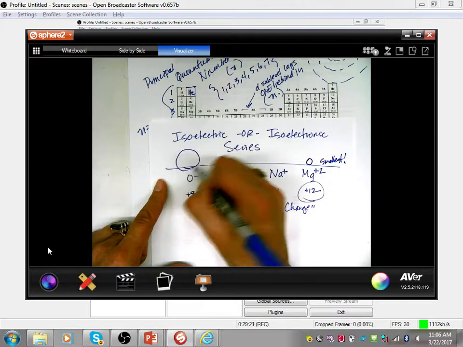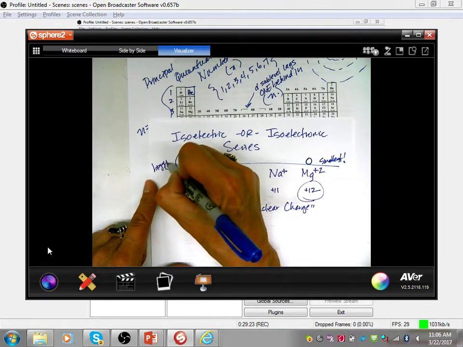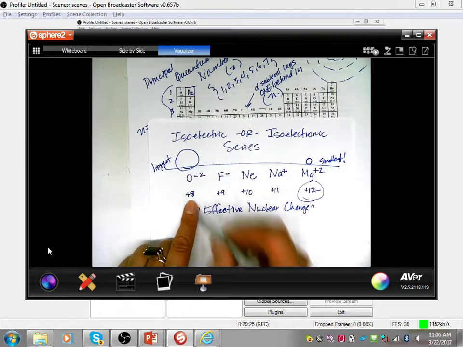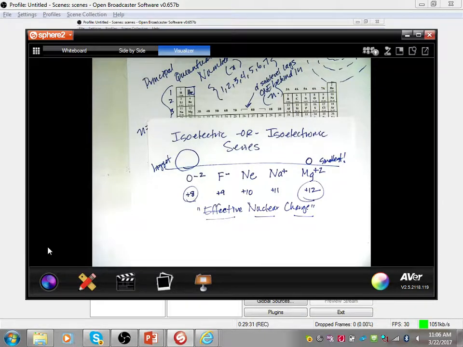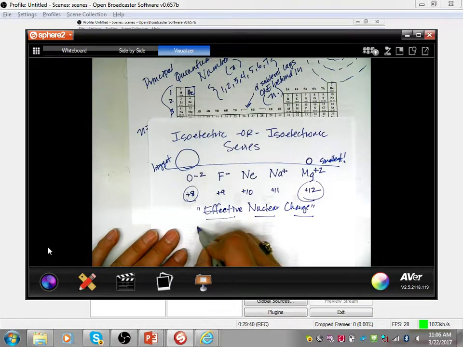Why is oxygen going to be the biggest? It has a whole lot less pull, a less effective nuclear charge. So that's one reason that ions and atoms change size, this idea of the effective nuclear charge. There's also the idea of what's called the shielding effect.